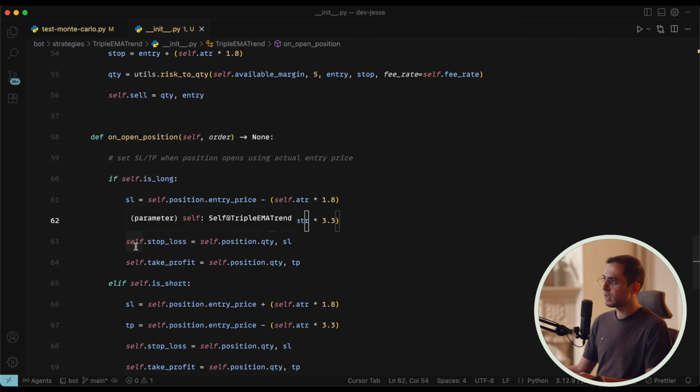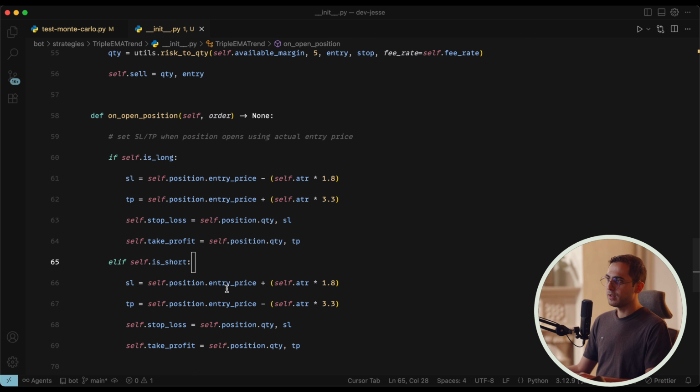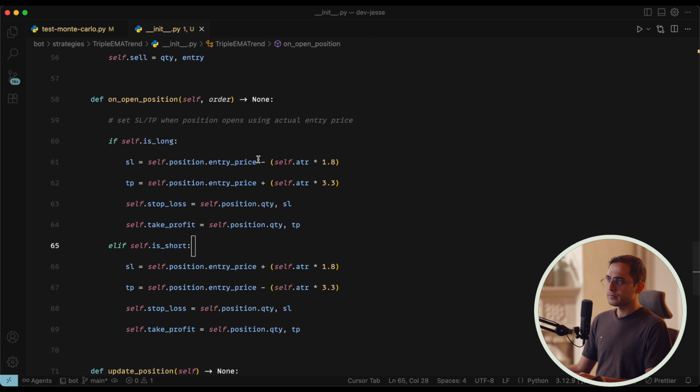Now, this is the syntax in Jesse. So for a stop loss, we say self.stop_loss, and then we pass the quantity, which is the quantity of the current position, and then the stop loss. Now for take profit, we're doing the same thing, except instead of saying self.stop_loss, we say self.take_profit. And if it's a short position, again, very easy in Jesse, simply say is_short. We do the opposite, right? So instead of subtracting and adding, we are adding and subtracting.